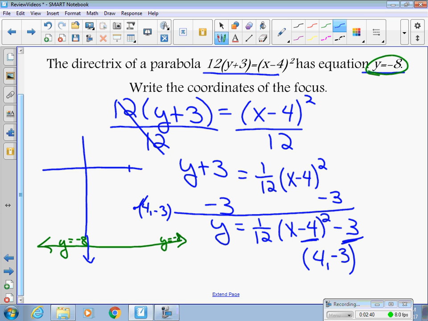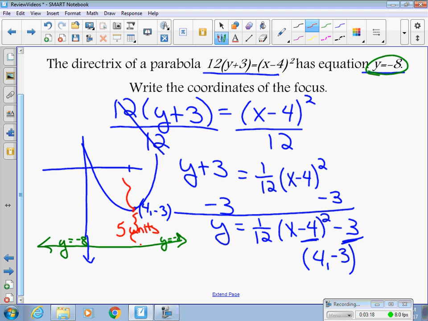My parabola is going to open up. It can't open down because it cannot cross the directrix. And if I take a look at this distance in here, my y distance from -3 to -8, that's 5 units. Remember what I said at the beginning, that the parabola is halfway between the focus and the directrix. Now the focal point lies on the axis of symmetry, so it's going to lie on that 4. I'm 5 units from the directrix to the parabola. I'd have to go 5 units from my parabola up to my focal point.